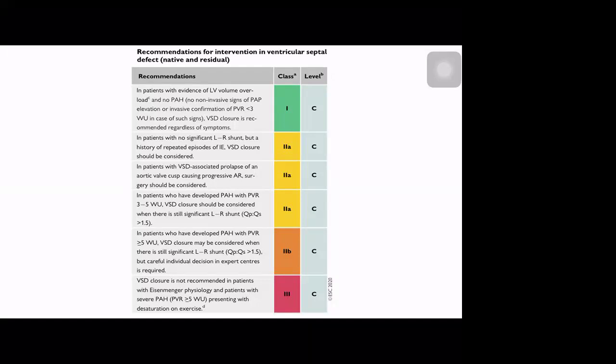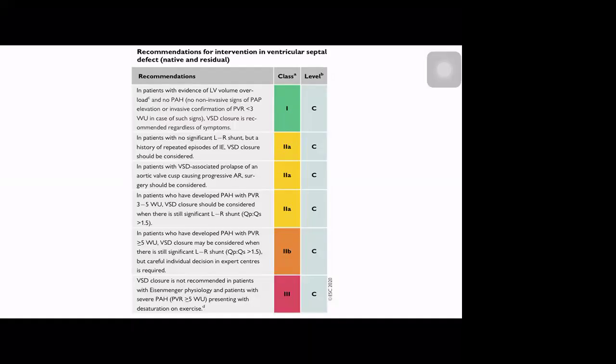Third indication: in patients who have developed PH with PVR between 3 to 5 Wood units, VSD closure should be considered when there is still significant left-right shunt and the Qp:Qs ratio more than 1.5. Class 2B recommendation is that in patients who have developed PH and the PVR has now risen more than 5 Wood units, VSD closure may be considered when there is still significant left-right shunt.